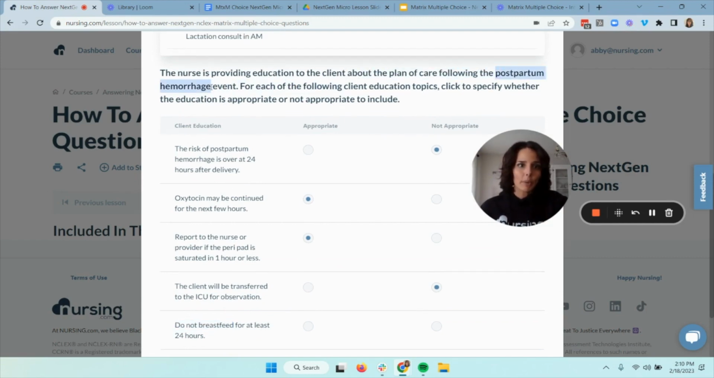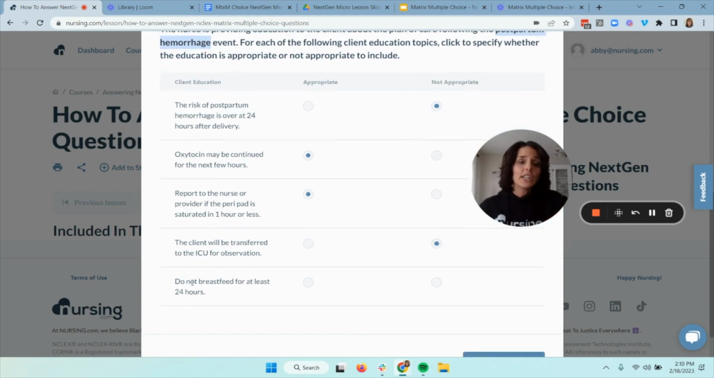Plus, we're dealing with postpartum. And what is postpartum hemorrhage due to? A lot of times the fundus or the uterus is not actually taut enough, it's boggy, and so it's just bleeding like crazy. Breastfeeding helps to increase uterine contractions, therefore helping with tone of the uterus and mitigating the possibility of postpartum hemorrhage. This is really inappropriate education for this client, so we'll go ahead and click not appropriate.